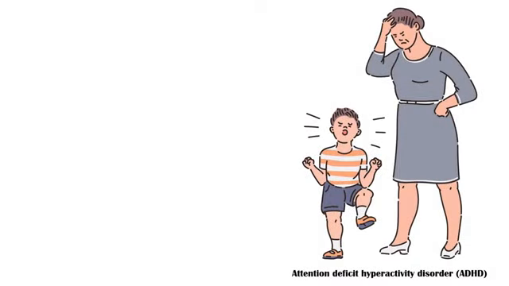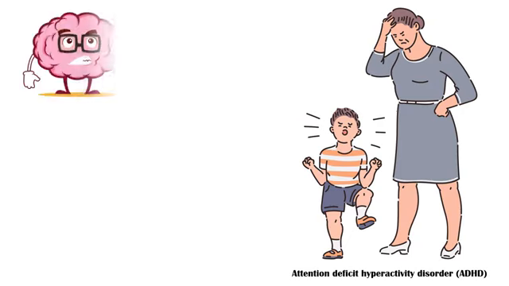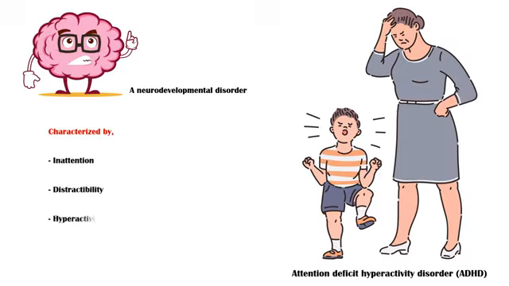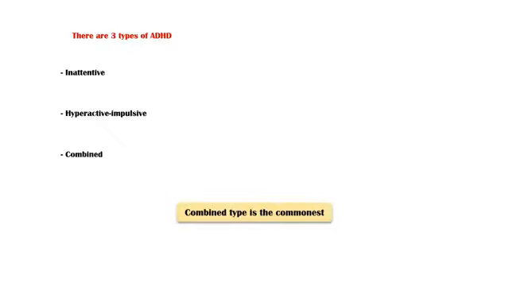Attention Deficit Hyperactivity Disorder, also known as ADHD, is a neurodevelopmental disorder characterized by inattention, distractibility, and sometimes hyperactivity. There are three types of ADHD: inattentive, hyperactive impulsive, and combined. Out of these three, the combined type is more common. Since the diagnosis of ADHD is primarily clinical, signs and symptoms themselves become the diagnostic criteria. So let's discuss them together.